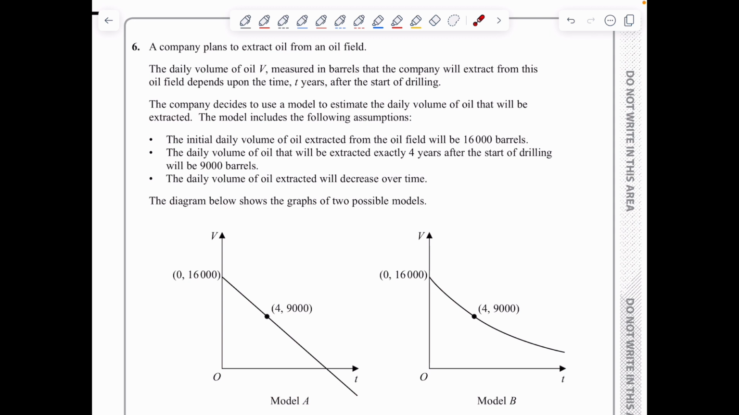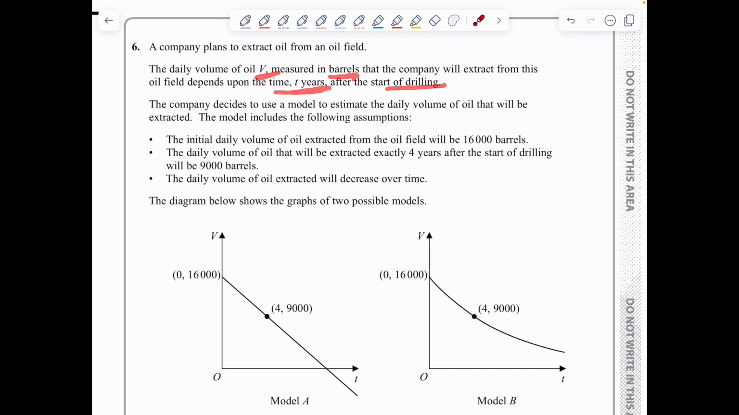Question 6 is a modeling question. We've got a company planning to extract oil from an oil field. We've got the daily volume of oil, capital V, which is measured in barrels, that we can extract depending upon the time t years after the start of drilling.